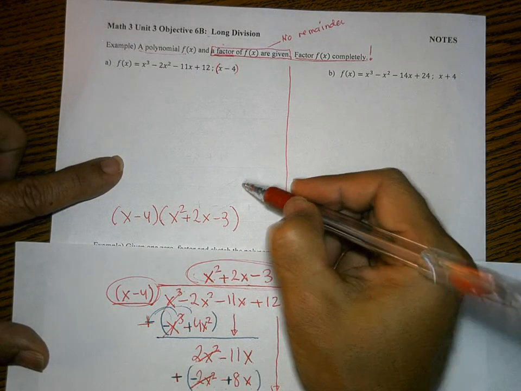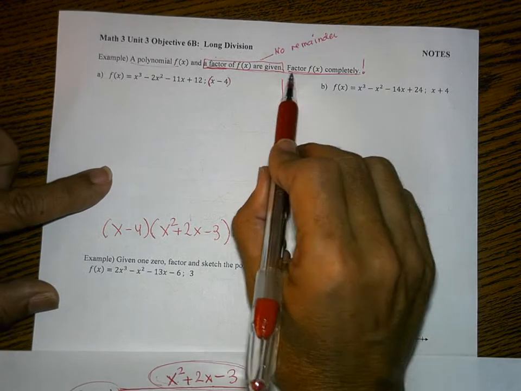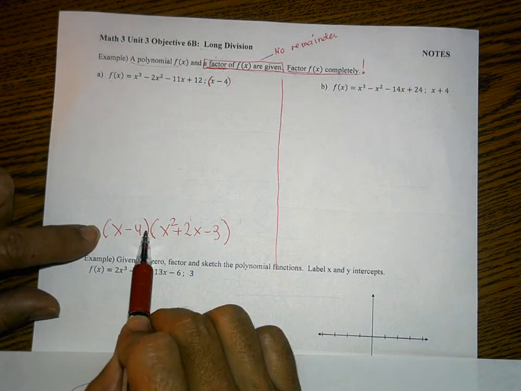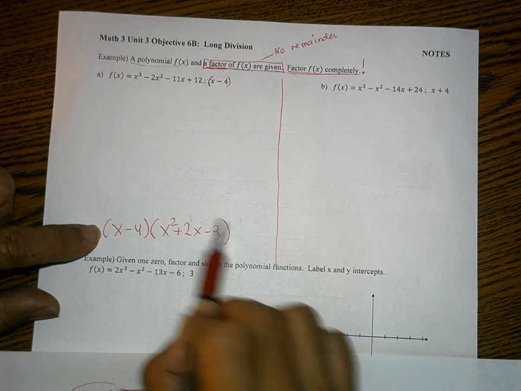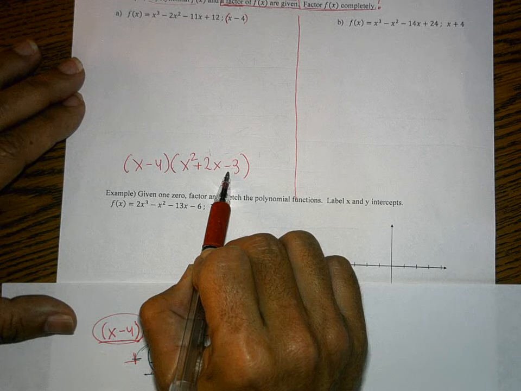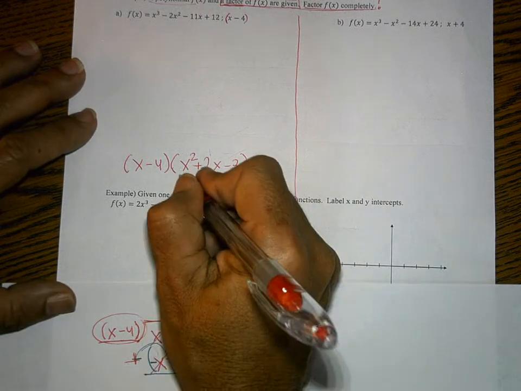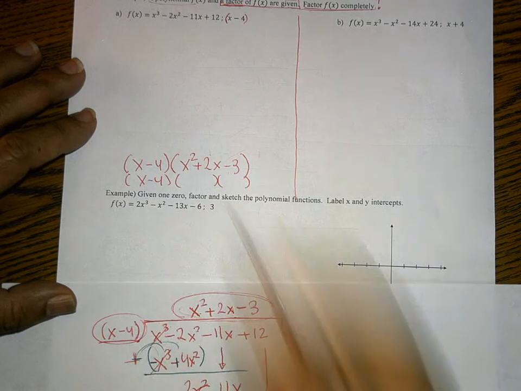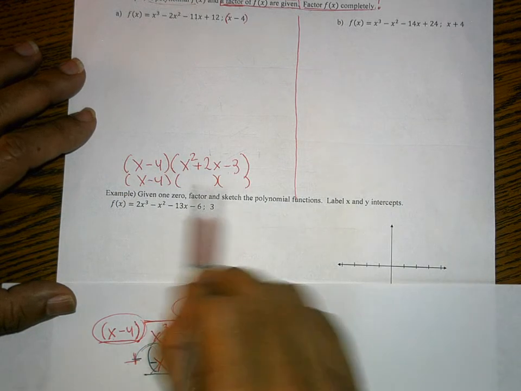Okay? So it's asking me to factor f of x completely. This is one of the factors that was given, and then I end up with the quotient of x squared plus 2x minus 3. I can factor that one more time, okay? Because I have a trinomial. So I can factor one more time. I have my x minus 4, and I'm going to factor that one more time.